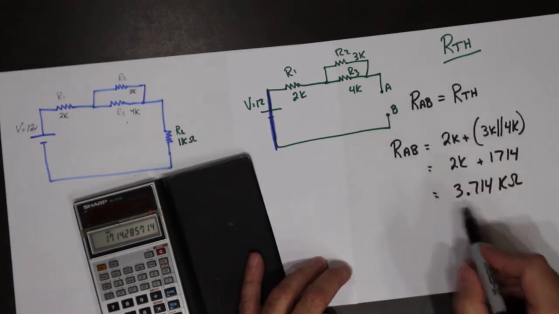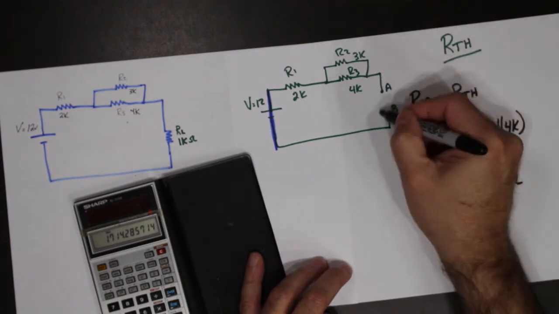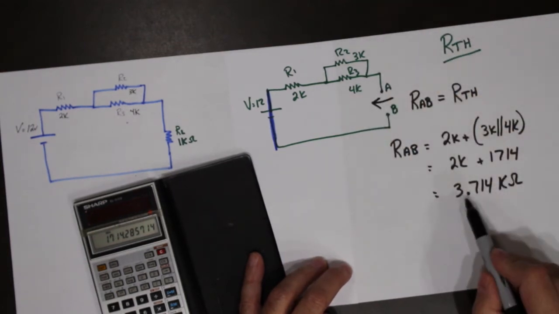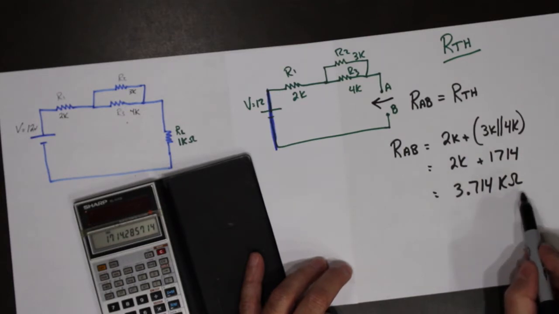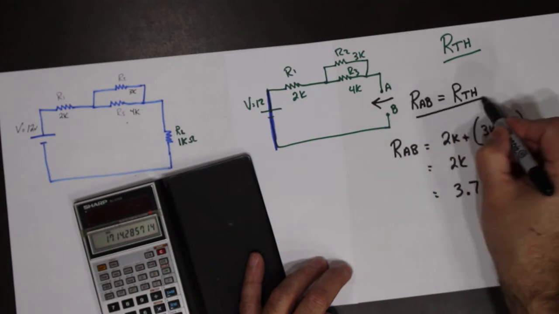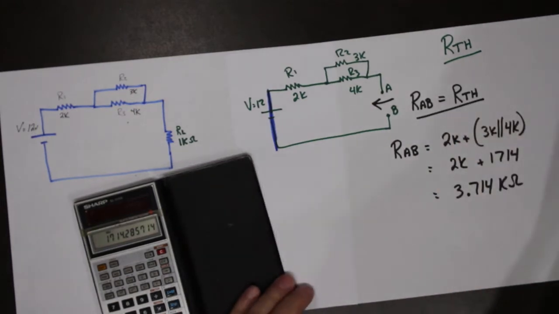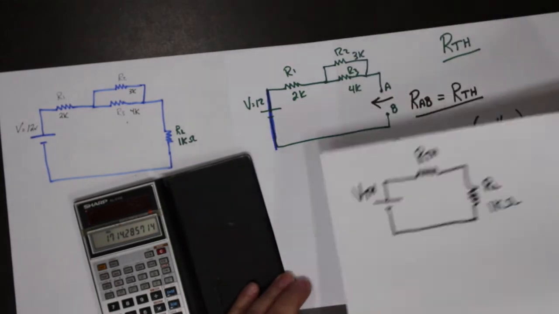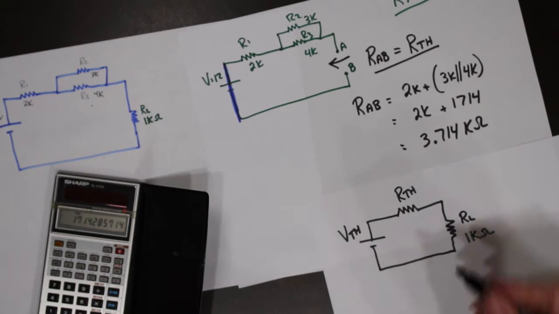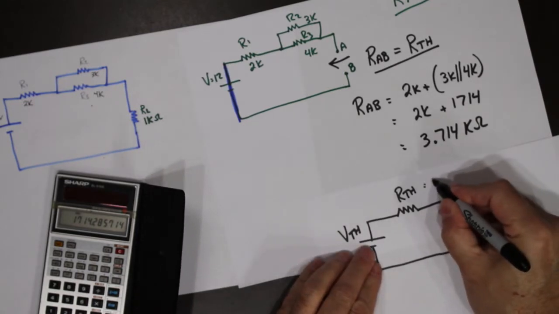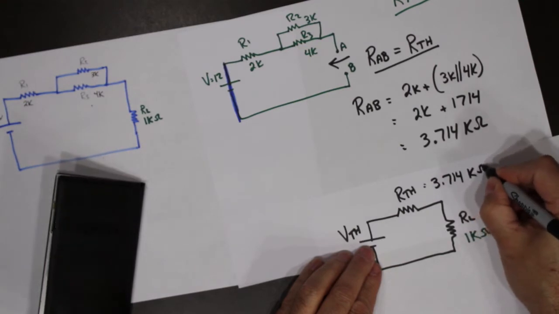So RAB, so the resistance of this circuit looking this way, is 3.714 kilo ohms. And that is our Thevenin. So what we can do is bring back our Thevenin equivalent. Here we go. And we plop that number right in here. Our Thevenin is 3.714 kilo ohms.